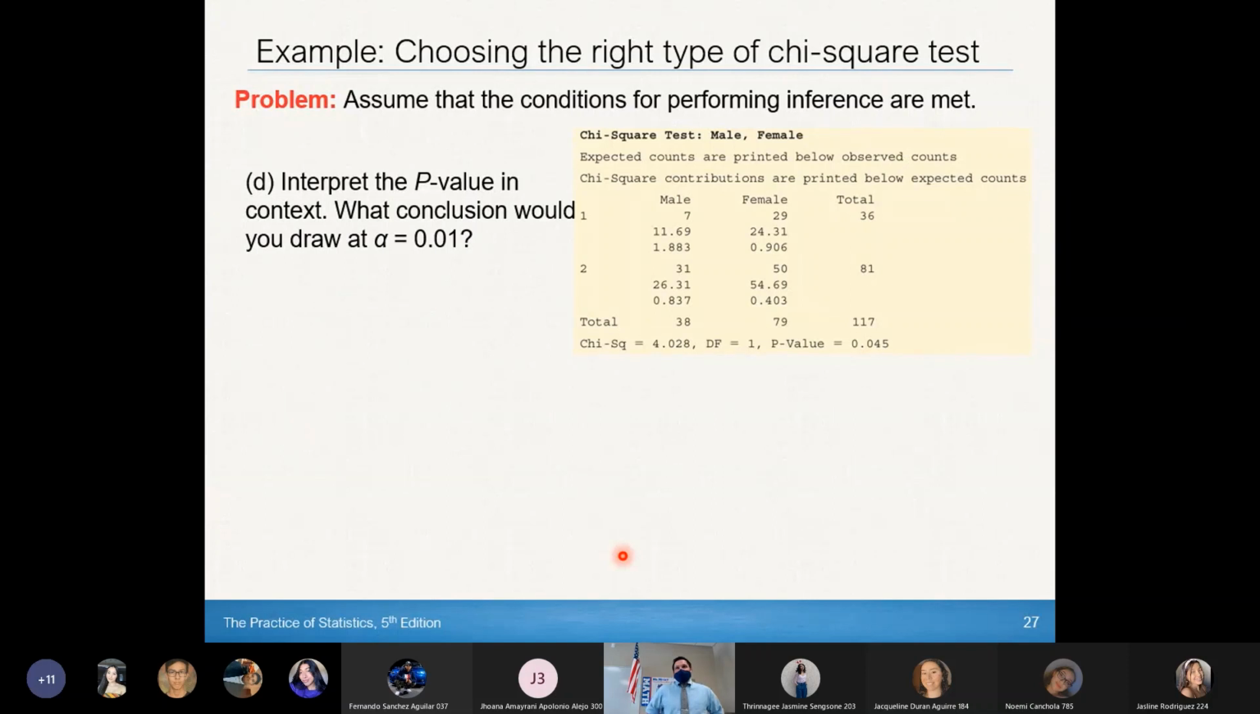So then the next part is asking to interpret the p-value in context, then write a conclusion based on the significance level of 0.01. So again, we have 2 separate parts to write for this, the interpretation and then the conclusion.